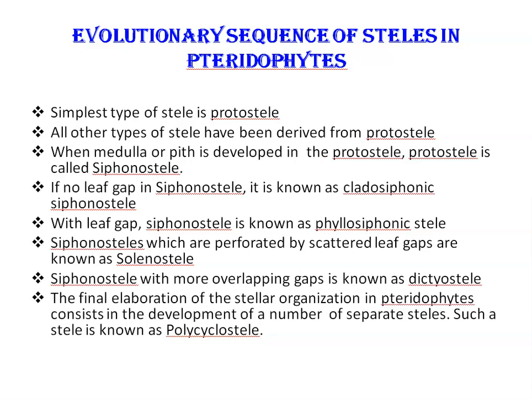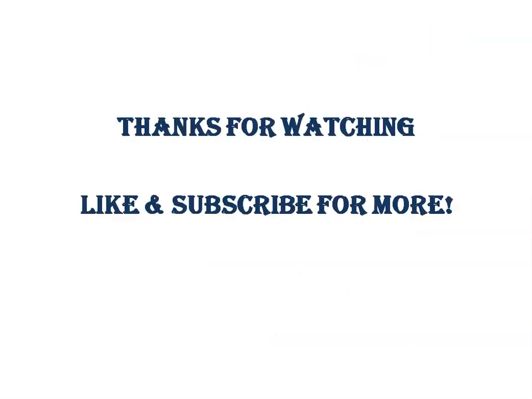And the simplest form of the siphonostele has no leaf gap, in Selaginella for example, and is known as cladosiphonic siphonostele, in contrast with the phyllosiphonic condition with leaf gaps. So siphonostele, which is perforated by scattered leaf gaps, is known as solenostele, and the siphonostele with more overlapping gaps is known as dictyostele. Thank you.